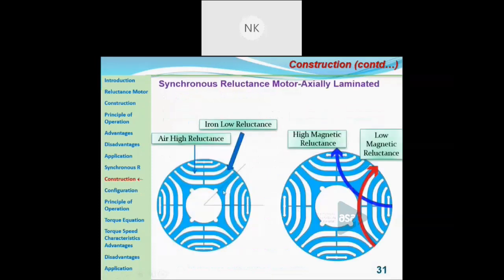So as you can see here, you are having air, so that is having high reluctance, and here you are having a low reluctance part, that is the blue and the white shades. Here, as you can see, in the case of the radial one, this is the high magnetic reluctance, and here you are having the low magnetic reluctance since it is a circular shape.